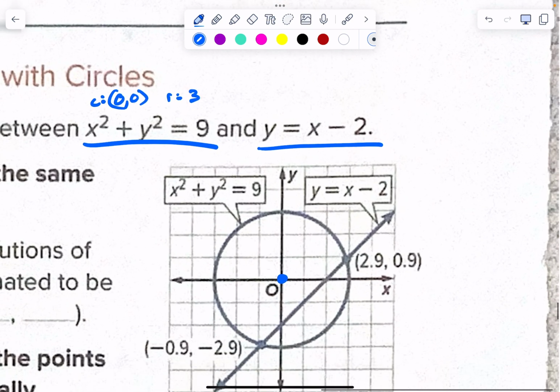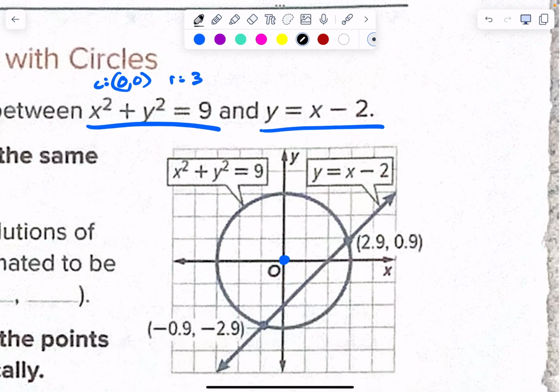How do you graph y equals x minus 2, by the way? You start at negative 2 down from the origin, and then you go up 1 over 1, because this slope is 1. So up 1 over 1, up 1 over 1, up 1 over 1. So I have this line intersecting that circle, and I want to know where it's going to touch, right?